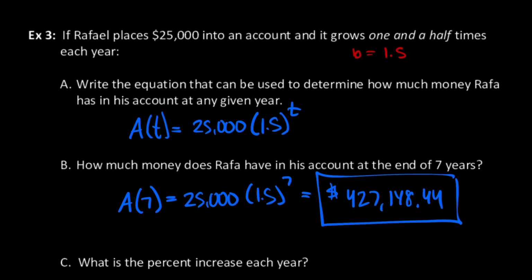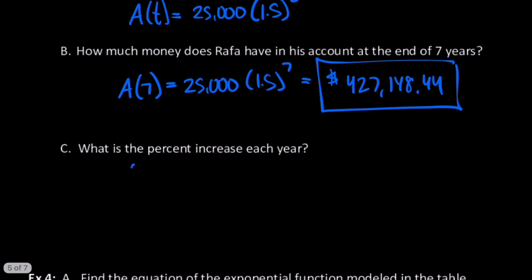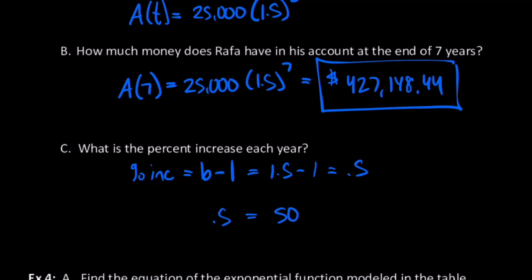What is the percent increase each year? So my percent increase is b minus 1. How much above 100% are you? So if you convert 100% to a decimal, it's just 1. So this is going to be 1.5 minus 1, which is 0.5. And 0.5 equals 50%. So it's a 50% increase.